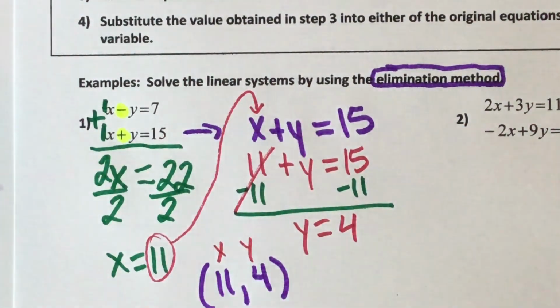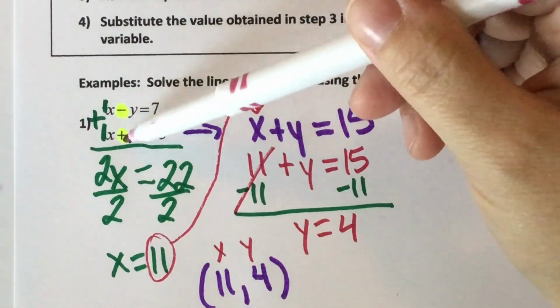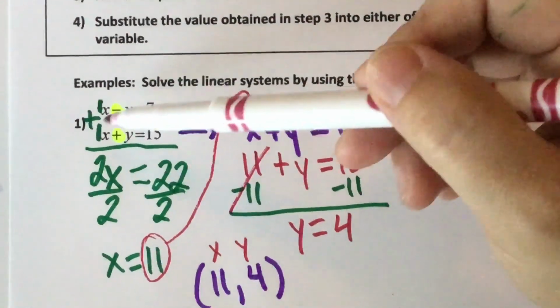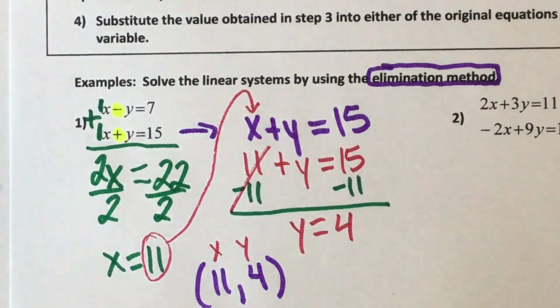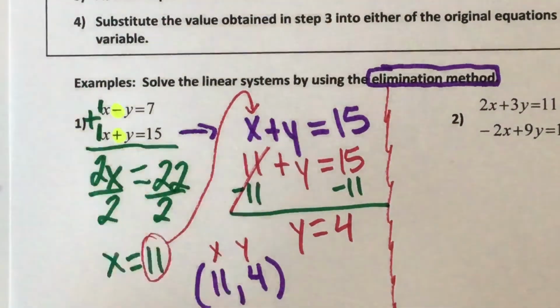And this is elimination. So if the problem is already ready for elimination, same number, opposite signs in front of one of the variables, the problem's not that bad. If it's not elimination ready, then you have more work to do. And we will see one of those in a little bit. Okay, moving on, let's look at number 2.